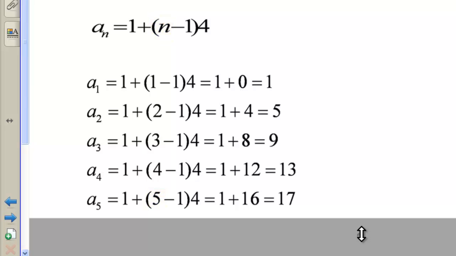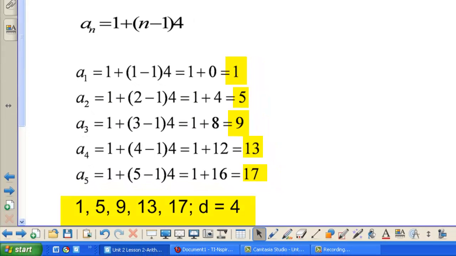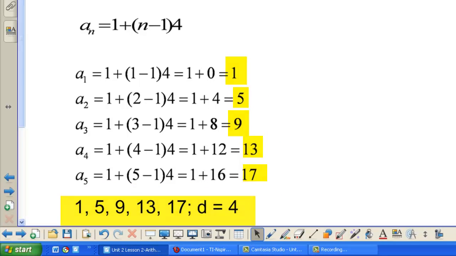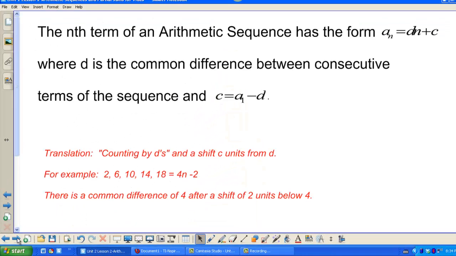You might have been able to just look at the first few terms to generate the rest of them based on the common difference. When I go from 1 to 5 to 9 to 13 to 17, that was a difference of 4 each time, so my common difference is 4. The nth term of an arithmetic sequence has the form a sub n equals dn plus c. So you can think of that as a kind of mx plus b in linear form. However, instead of it being the slope, d is considered the common difference, and c, which you would have known maybe as the y-intercept. So c is equal to a sub 1 minus d.